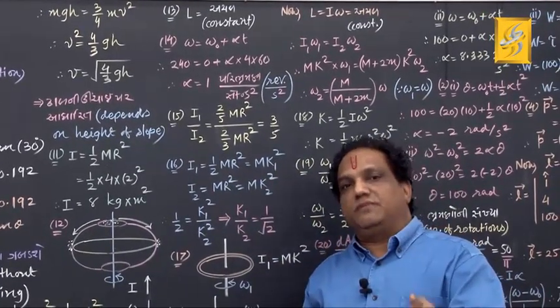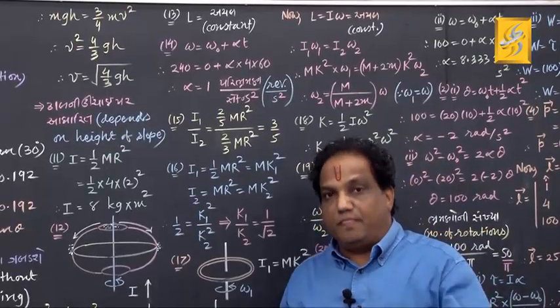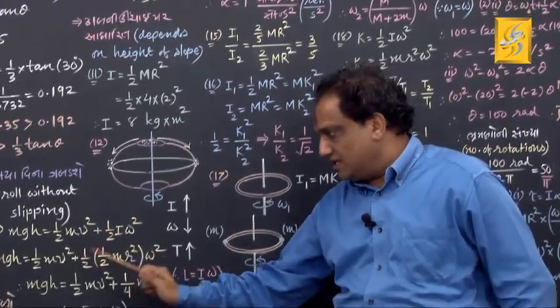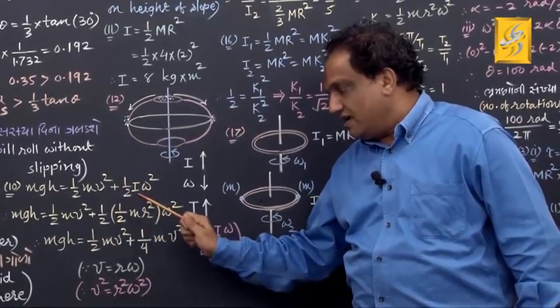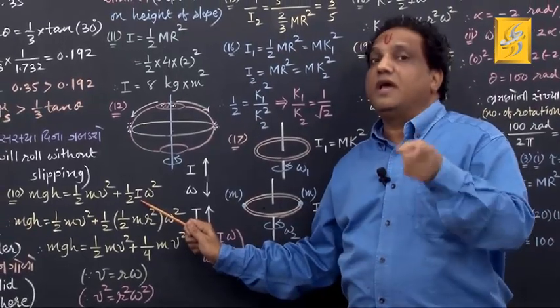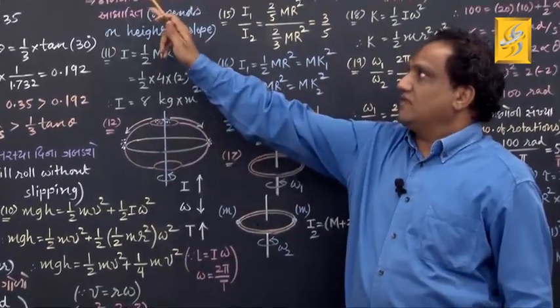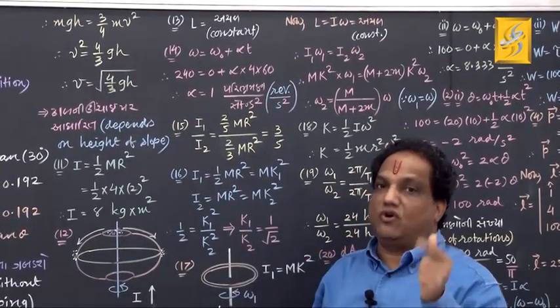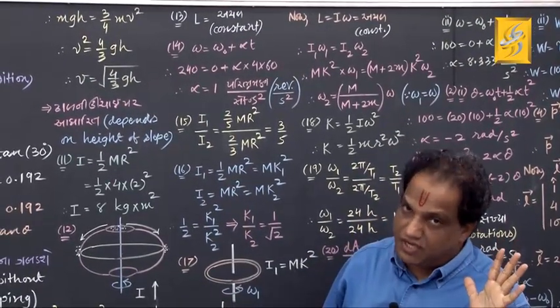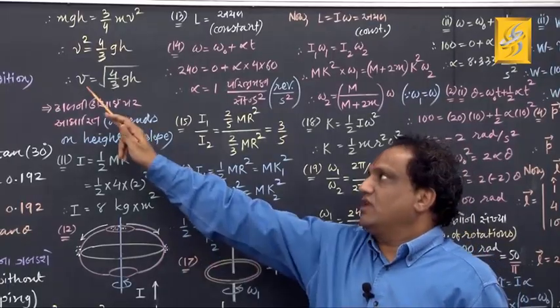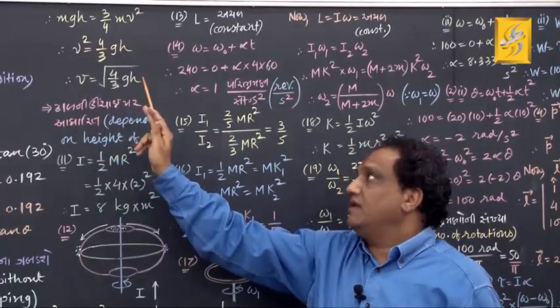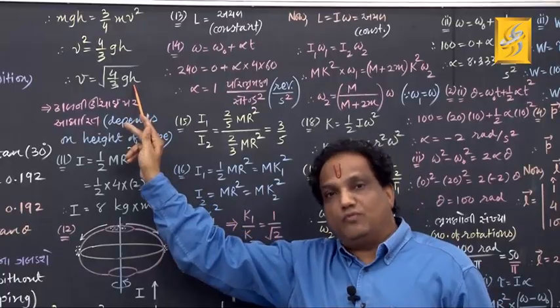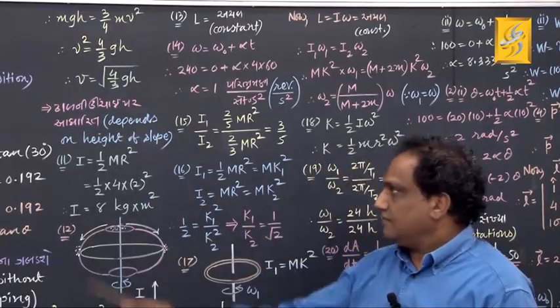And suppose you are given a solid sphere, then this 1 by 2 as it is, in the bracket the value of I is 2 by 5 mr square. And at that time, this velocity comes out to be under root of 10 by 7 gh. In any case, for every body, this velocity at the bottom definitely depends on the height of the slope. Okay. Fine. Read number 11.